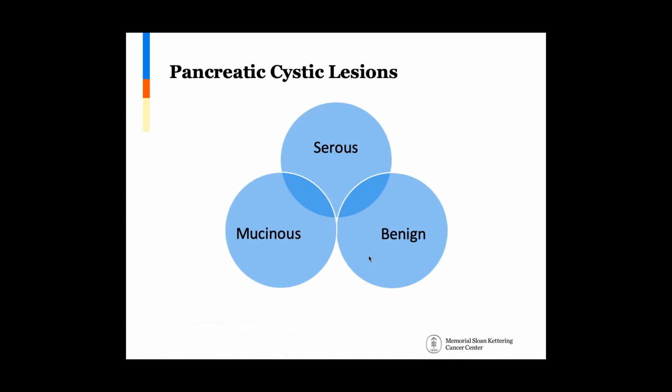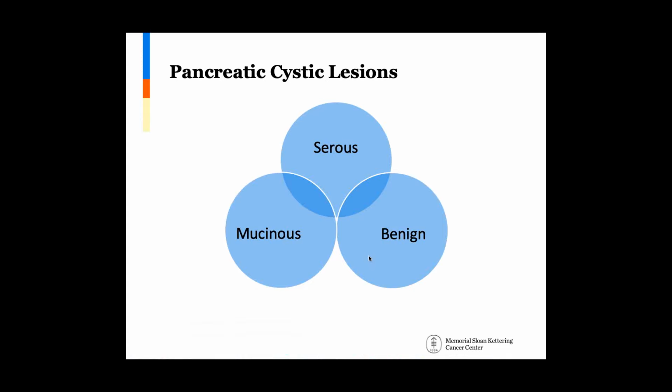When we think about cystic lesions in the pancreas, there's basically three categories. One are your serous cysts, which would be your macro and microcystic cystadenomas. Second would be benign, which are pseudocysts or just simple cysts of the pancreas. And then the third would be mucinous lesions. This is where the MCNs fall in, and our main and branch duct IPMNs. Those are the ones that are really considered precancerous and the ones that most surveillance programs are following.